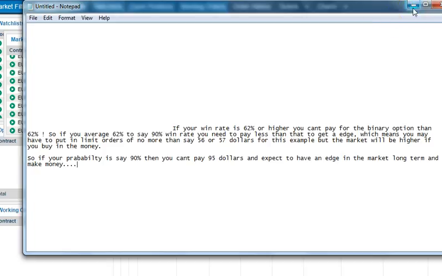So I just wanted to point that out. If you want to make money consistently on Nadex, you have to figure out what your win rate is, or your probability of winning. Then you have to pay less for that option in terms of dollars and the percent.